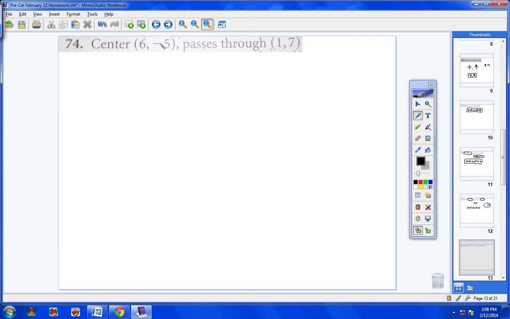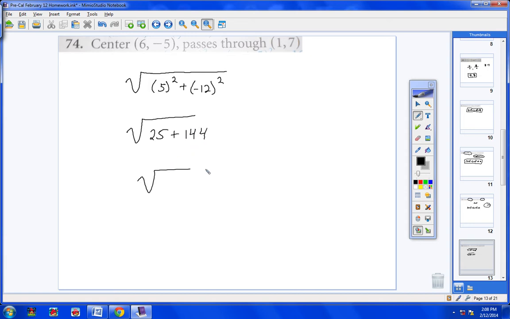Here's the center of the circle right here. There's the center. And this point right here, 1, 7, lies on the circle. So we're going to find the distance between these 2 points, and that will give us the radius. So here we go. The distance would be x minus x, 6 minus 1 is 5, so 5 squared, plus, and then y minus y, negative 5 minus 7, is negative 12 quantity squared. 5 times 5 is 25. 12 times 12 is 144. When you add those two numbers together, you will get 169, and then the square root of 169 is 13. So there, you found the radius.